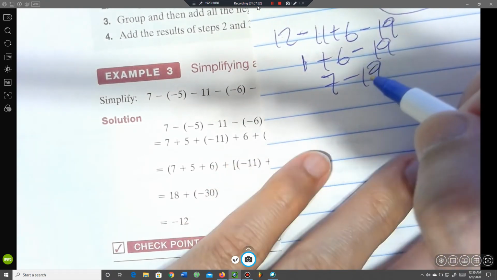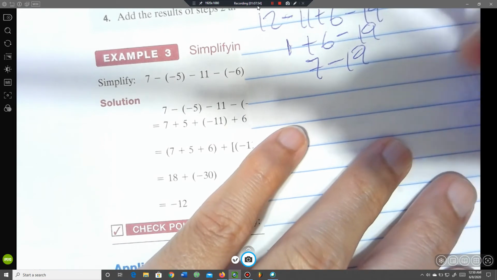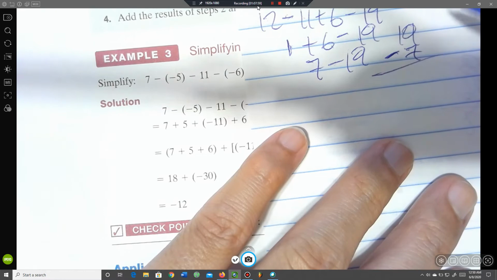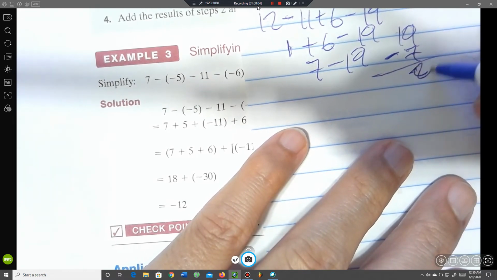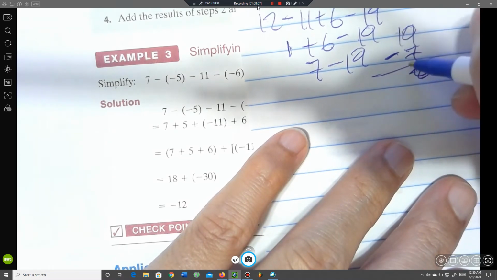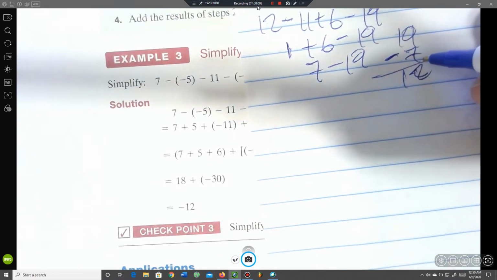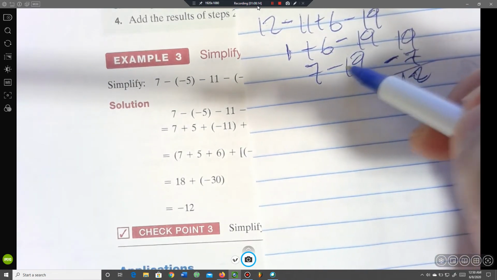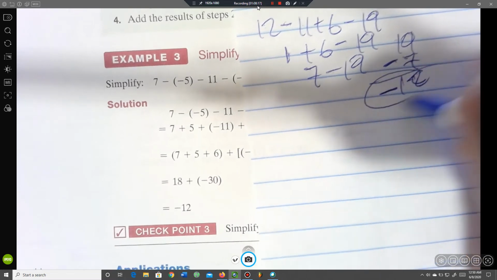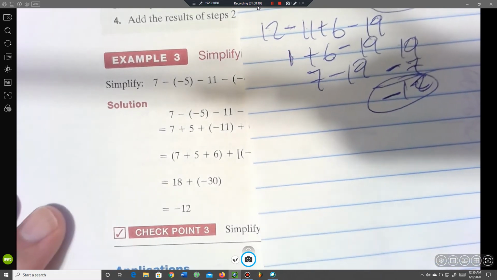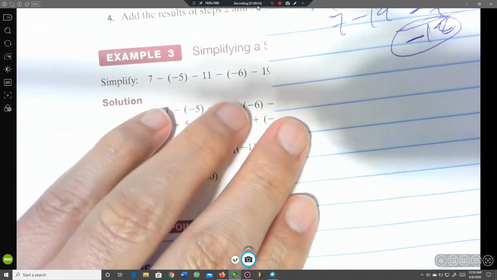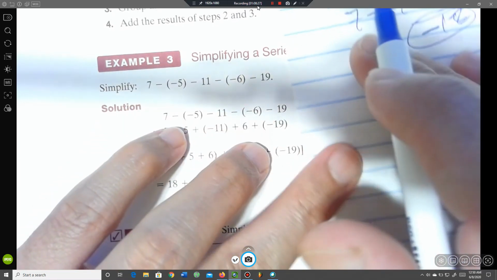So minus 19, that's a subtraction, so subtract the smallest value from the largest one. 19 minus 7, that's 2. 9 minus 7 is 2. 1 minus 0 is 1. So that's 12. And then go back and look at the sign of the largest value. That's negative. So the answer is negative. Negative 12. Negative 12 is the answer. Okay, so that is one way of doing that.